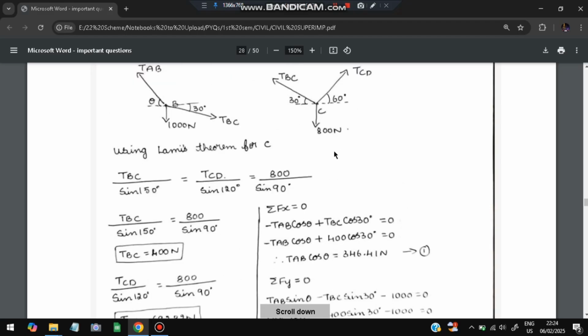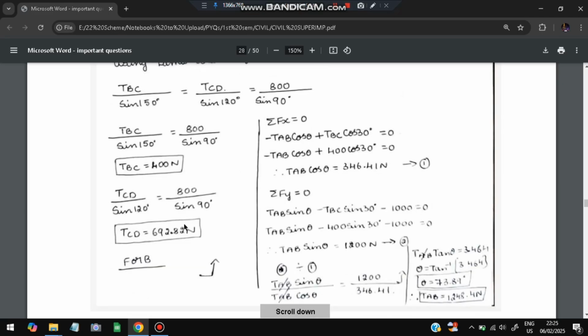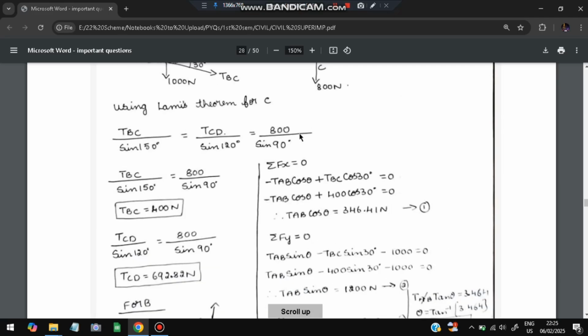If you apply Lami's theorem, TBC, okay, this is TBC and this angle is 60 plus 90, this is a right angle, so 60 plus 90 is 150. So TBC by sine 150 is equal to TCD by, 30 plus 90 is 120, so TCD by sine 120, and here the remaining angle will be 90 degrees, so 800 by sine 90 degrees. These all are equal. When we equate them, we will be able to find out the value of TBC and TCD. We will be using these two values to substitute in this equation.